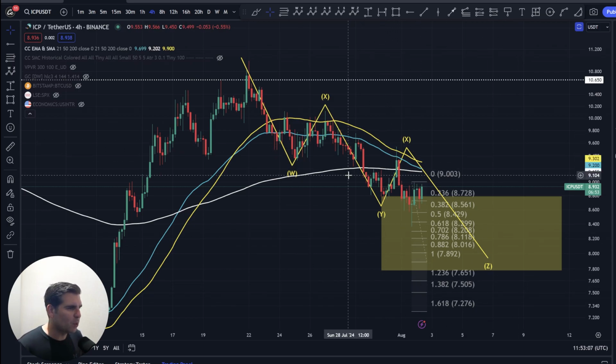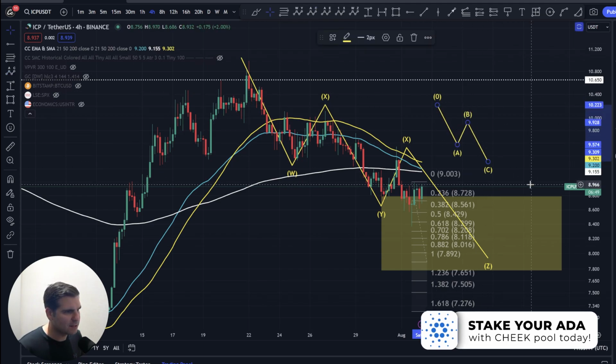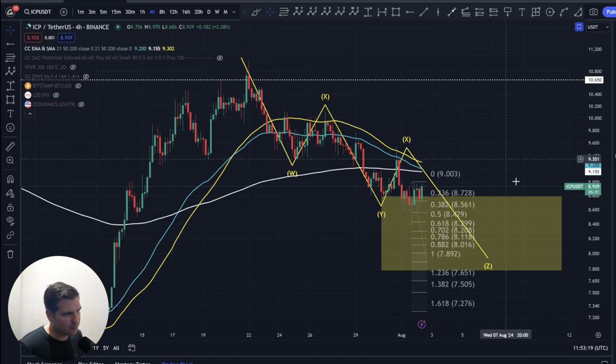Basically, it's a triple zigzag. Anyone who knows what a zigzag is, basically a zigzag is an ABC structure, and what we're tracking here are 3 of those stacked all together. You can't have more than 3. 3 is the maximum, so you can have double zigzags and triple zigzags, so the W, X, Y, X, and Z. You don't go any more than that.